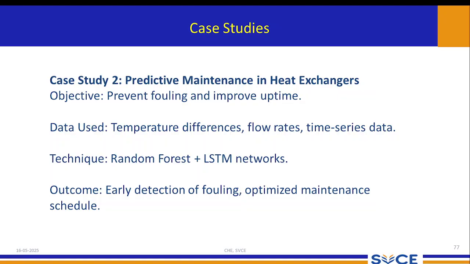The technique adapted in this particular chemical process, the heat exchanger, is random forest and long short-term memory network, which is a recurrent neural network. The outcome of this is early detection of fouling, optimized maintenance, and scheduling.